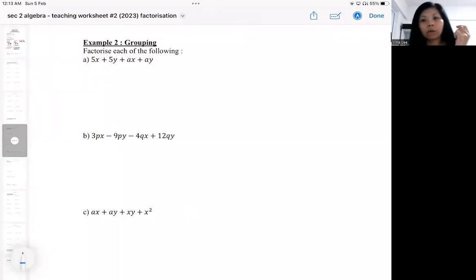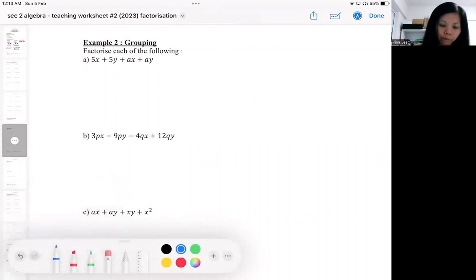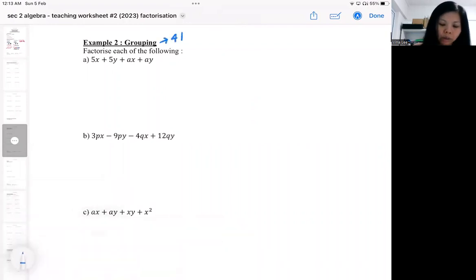Okay, so I'm going to show an example on grouping. The idea of grouping, literally, is you are grouping some of the bubbles. In the characteristic of grouping, usually you will see four bubbles. So usually when you see four bubbles, we will be grouping two by two. Commonly we'll be grouping two bubbles and two bubbles.